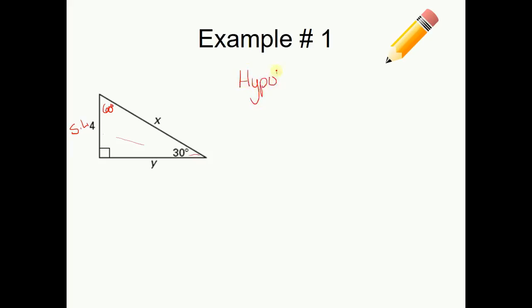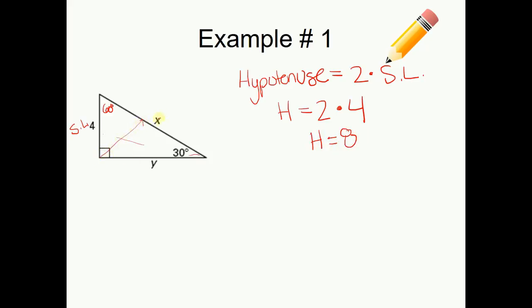I know the hypotenuse is 2 times my short leg. So if my short leg is 4, I know my hypotenuse has to be 2 times 4, aka 8. So across the way right here, x has to be 8.